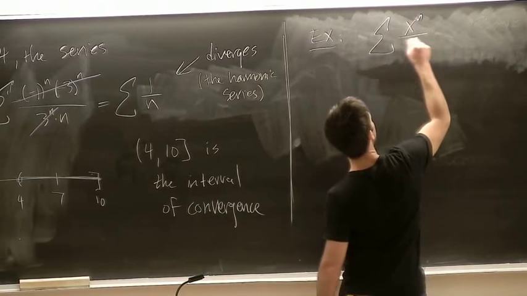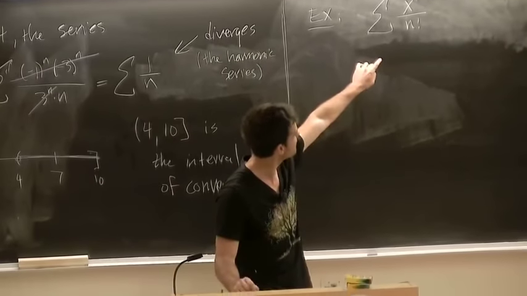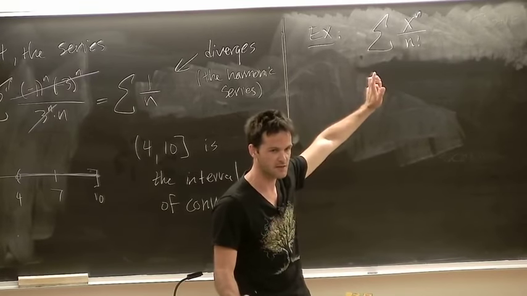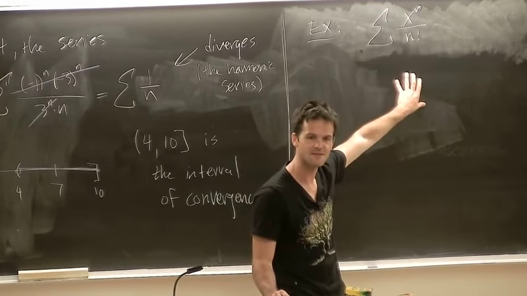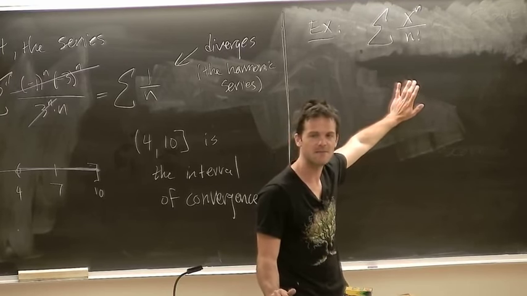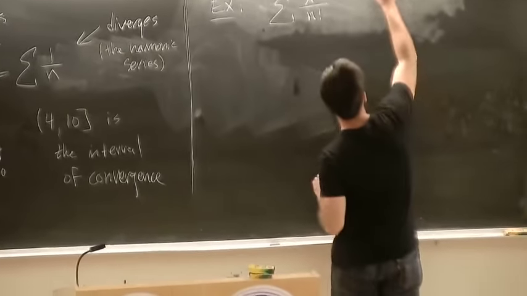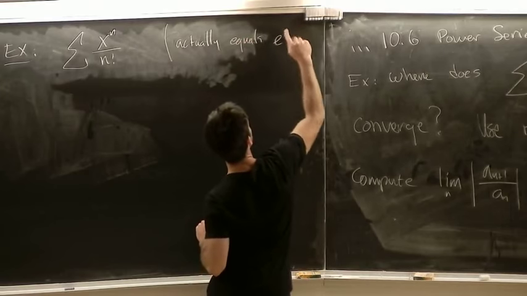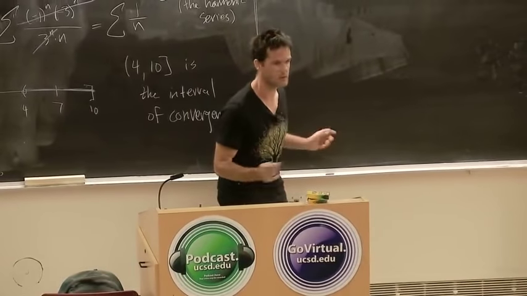How about x to the n over n factorial? Same question. Where does it converge? And I'm presenting this to you now for a good reason, because this exact same series is going to come up again next week. In fact, does anyone know what this equals? Maybe someone who's taken this class for the second time? So you guys are going to find out that this actually equals e to the x. So we'll prove that next week. But for now, let's just find out where it converges.